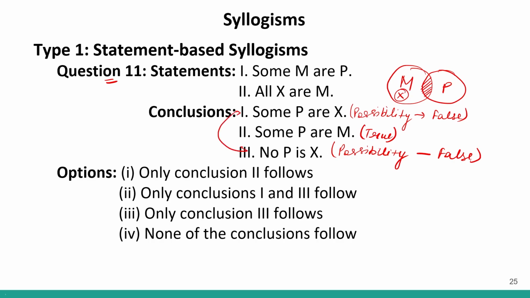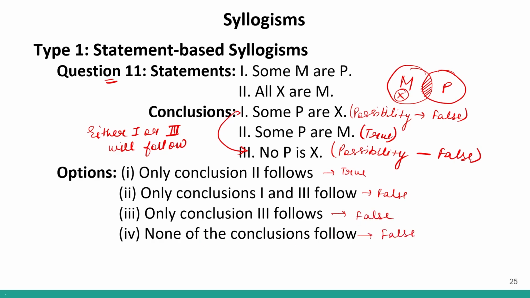So either 1 or 3 will follow. If we had an option that says either 1 or 3 follows and 2 follows, that would be the correct option. But in the options, I can see that we have only conclusion 2 follows. So this is definitely true, correct? Only conclusion 1 and 3 follow, this is false. Only conclusion 3 follows is also false. And none of the conclusions follow is also false, because conclusion 2 is following. So my answer will be option number 1, only conclusion 2 follows.